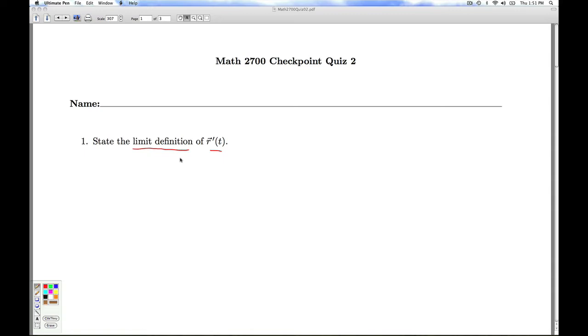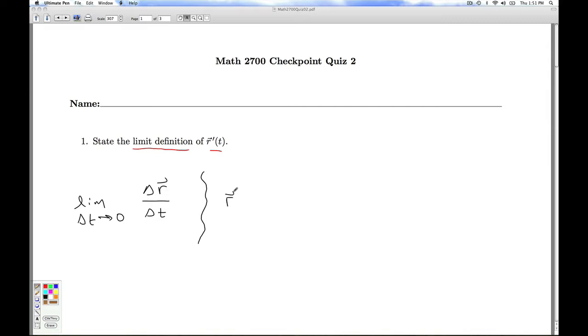So, just like any other derivative, it's a rate of change. We're going to look at the change in the function, which would be delta r, over the change in the inputs, delta t, and we'll take a limit then as the delta t goes to 0. So this is an average rate of change. We tack on the limit, we get the instantaneous rate of change.